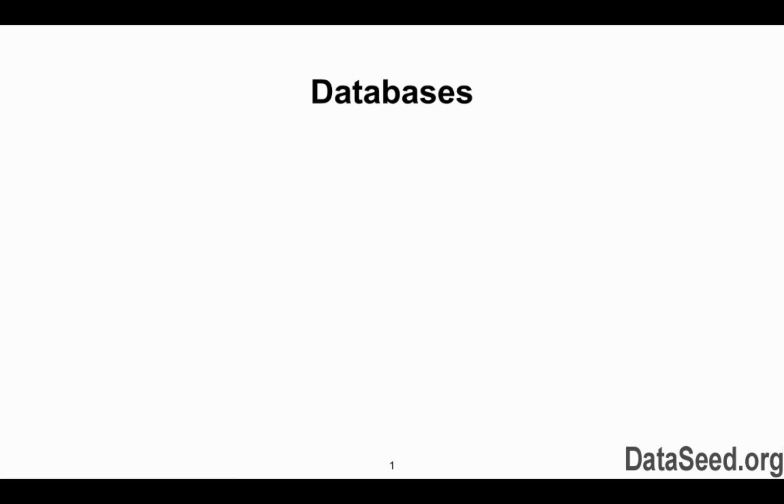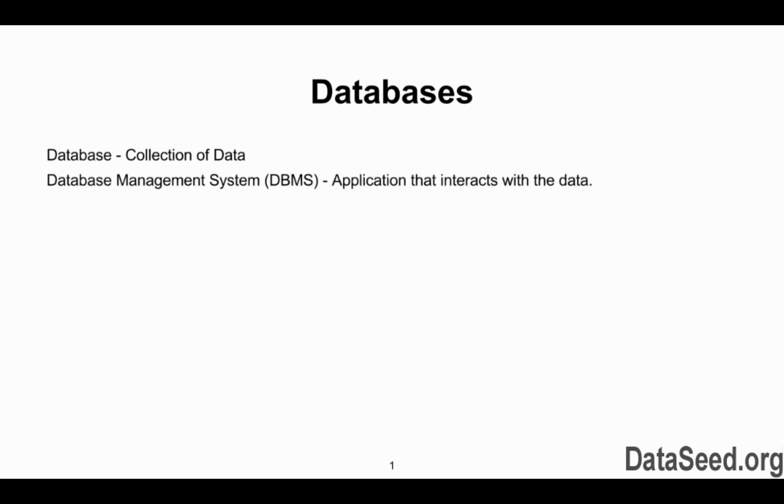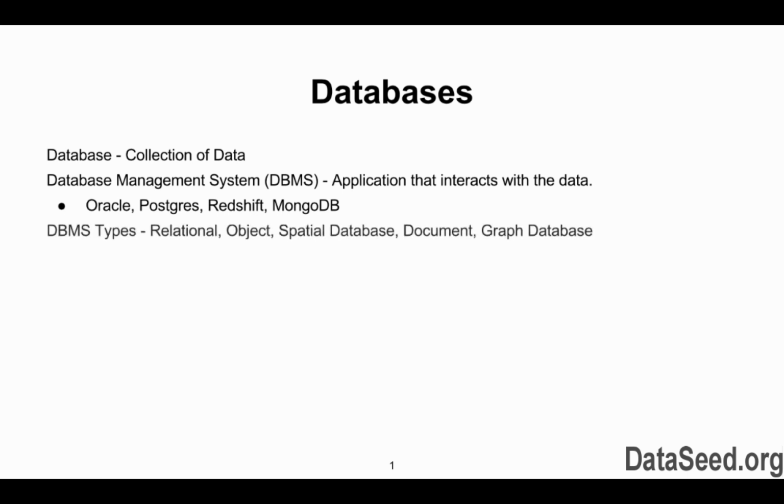Databases are really just a collection of data. And what most people think of when they talk about databases are database management systems, or DBMSs. That is the application that interacts with the data. This could include database management systems such as Oracle, Postgres, Redshift, or MongoDB. And there are a variety of database types, or DBMSs, including relational, object, spatial, document, or graph.